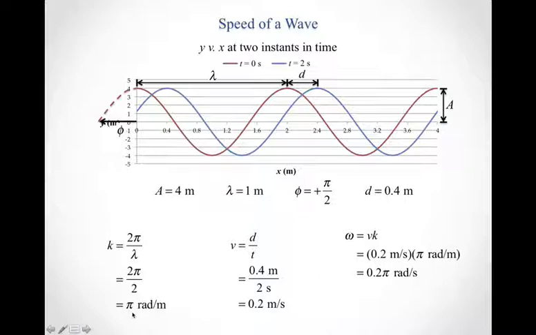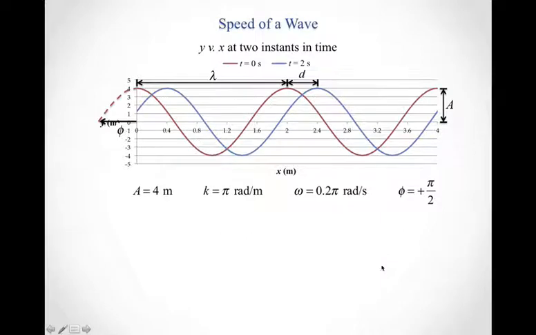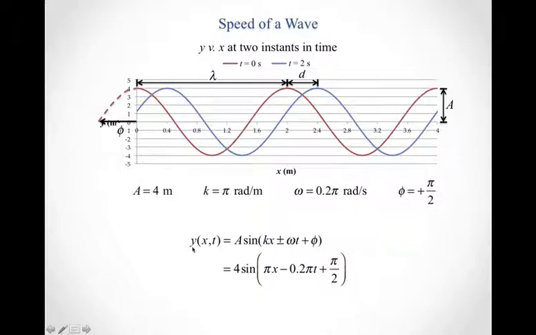The angular wave number we said was pi. The speed we said was 0.2. Multiply those two things together and I get 0.2 pi radians per second. Now I know amplitude, phase shift, wave number, angular frequency. So I can plug all that into my wave equation. The equation that describes my wave as it's plotted here is 4 sine, and then inside my phase is pi x minus 0.2 pi t plus pi over 2 for the phase shift.